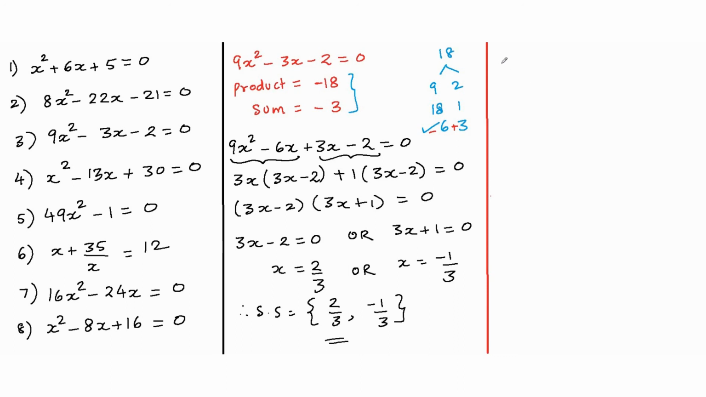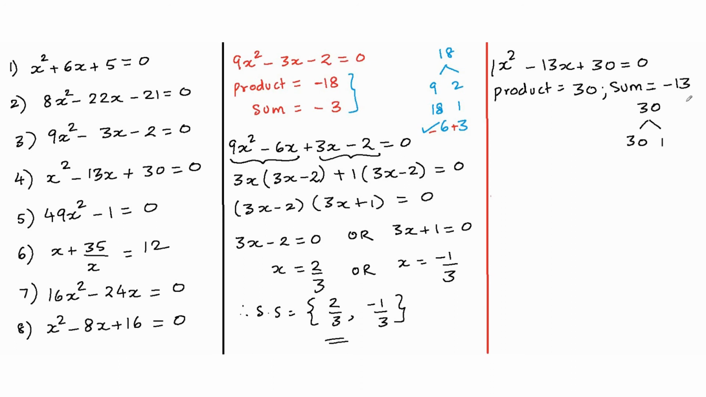Now I can pick up the next question also, which is x square minus 13x plus 30 equal to 0. So over here, again, what is the product that I want? The product that I desire is 1 multiplied by 30, that's 30. And the sum that I want is negative 13. So I can split 30 into its two parts.